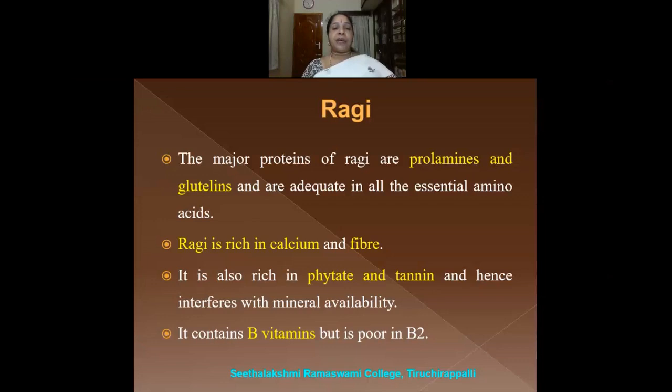It is a rich source of calcium. Among the different cereals, ragi is the richest source of calcium. It will provide plenty of calcium and fiber. It is also rich in phytate and tannin, and hence it will interfere with the mineral availability. So the ragi is rich in calcium, but at the same time it is also rich in phytate. Sometimes the phytate and the tannin will bind the calcium and make it unavailable. It also contains B vitamins, but it is poor in riboflavin, which is B2.